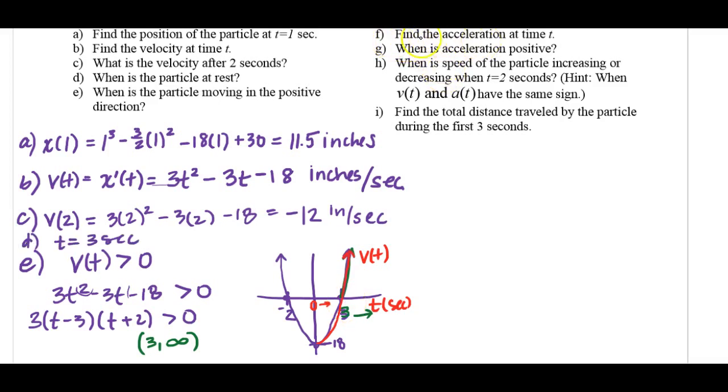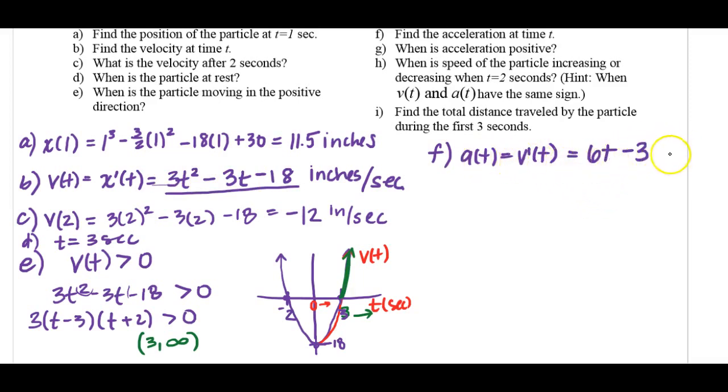Alright, now let's work on part F. Find the acceleration at time t. So acceleration is the derivative of velocity, so a of t is v prime of t. So v prime of t, well, let's go back. Here's v of t right here, 3t squared minus 3t minus 18. So the derivative of this using the power rule is just 6t minus 3.